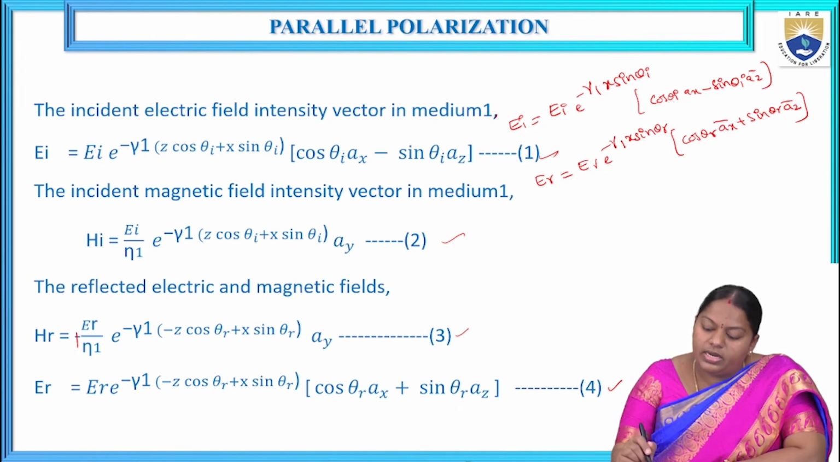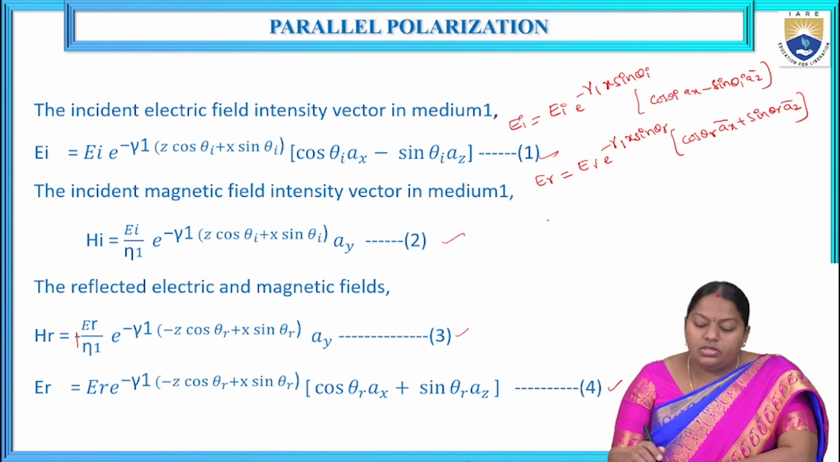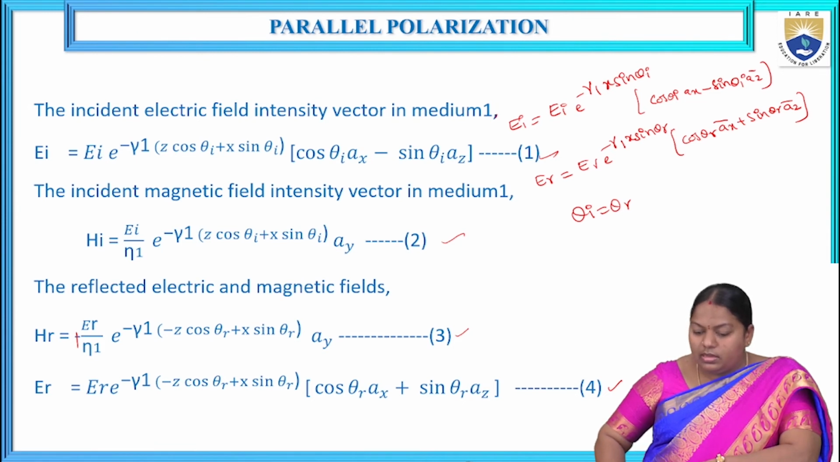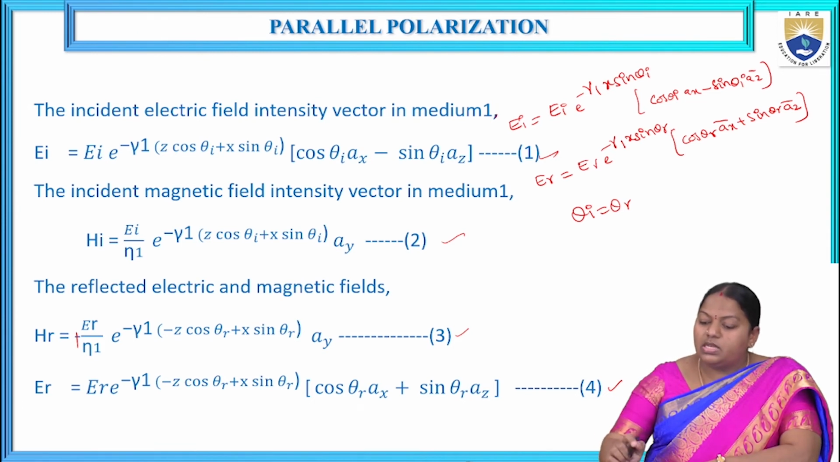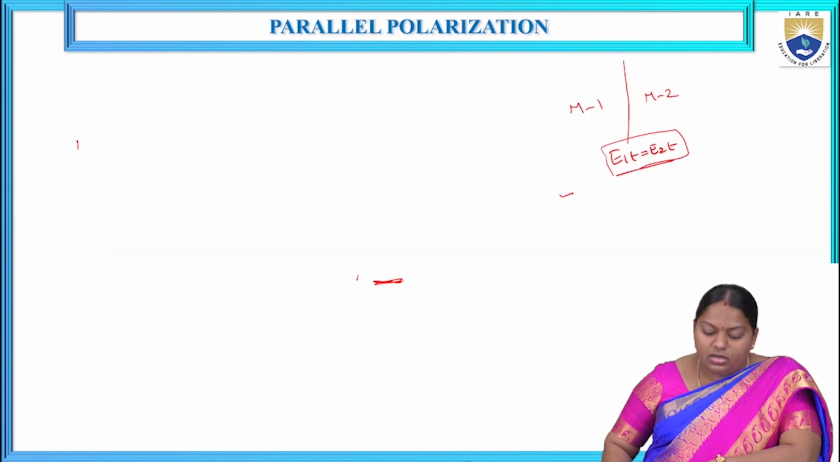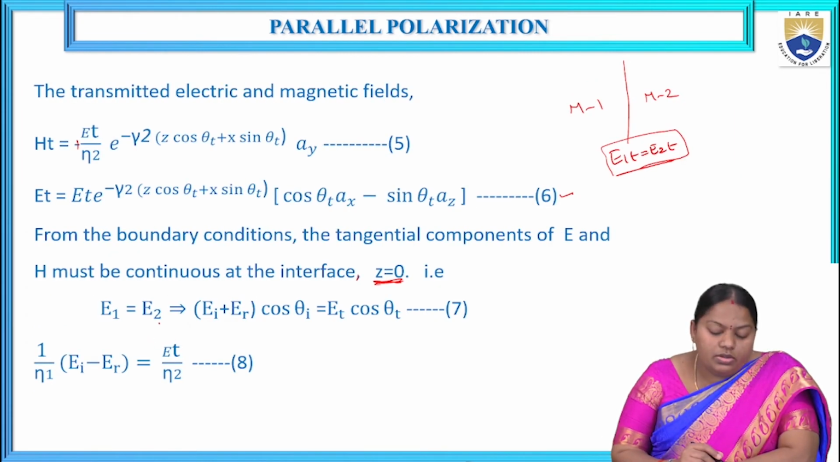If you equate these two by adding, the gamma 1 x sin theta I and sin theta R terms get cancelled on both sides. Why? Because in order to derive the equations here, we are going to use Snell's law of reflection and Snell's law of refraction also. Here we are using Snell's law of reflection, that is theta I equal to theta R. If you substitute theta I by theta R here, these two get cancelled. Similarly, by adding these two, one of the terms gets cancelled and the other is left over.